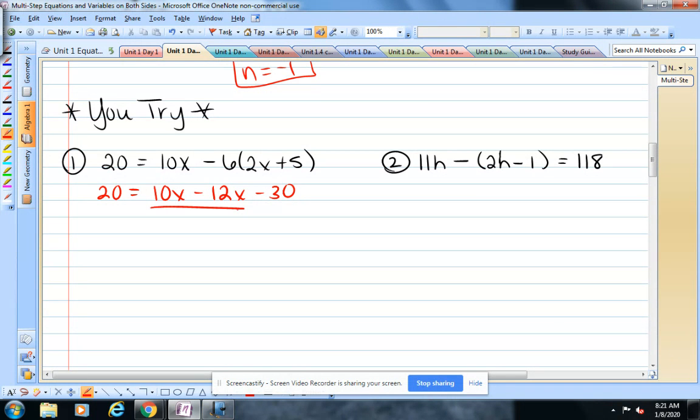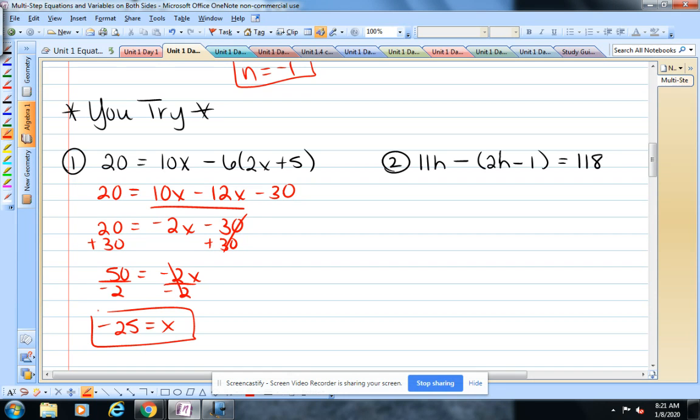And then what? Those are like terms, aren't they? Because they're on the same side of the equals. So what is 10x minus 12x? So 20 equals -2x minus 30. So now we're down to one variable, right? So we can move everything away from our variable. So what do we do now? Add 30. What's 20 plus 30? 50 equals -2x. Then what? Divide by -2. What's 50 divided by -2? Equals x. Raise your hand if you got -25 for your solution.